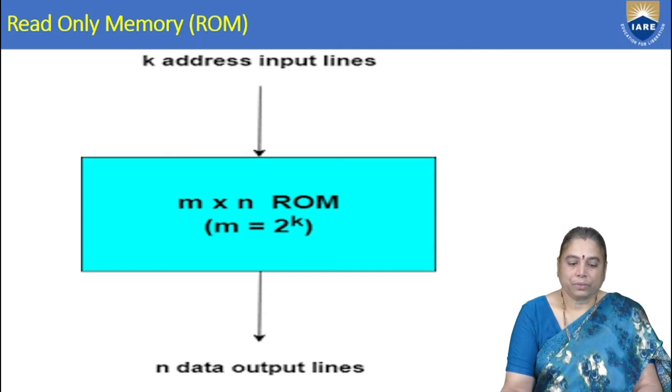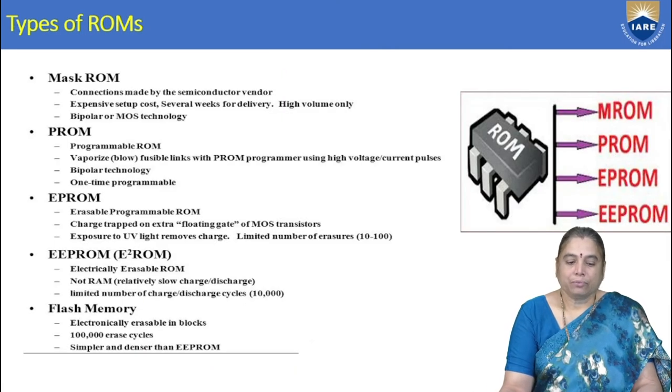What is the structure of the read-only memory? It has K address input lines, where M is equal to 2 power K, and N data lines are taken by the ROM. So, this is the structure of the ROM chip. And what are the varieties of the ROM along with their features? In the ROM, we have the categories MROM, PROM, EPROM, E2PROM or EEPROM, and flash memories as the varieties of the ROM chip.